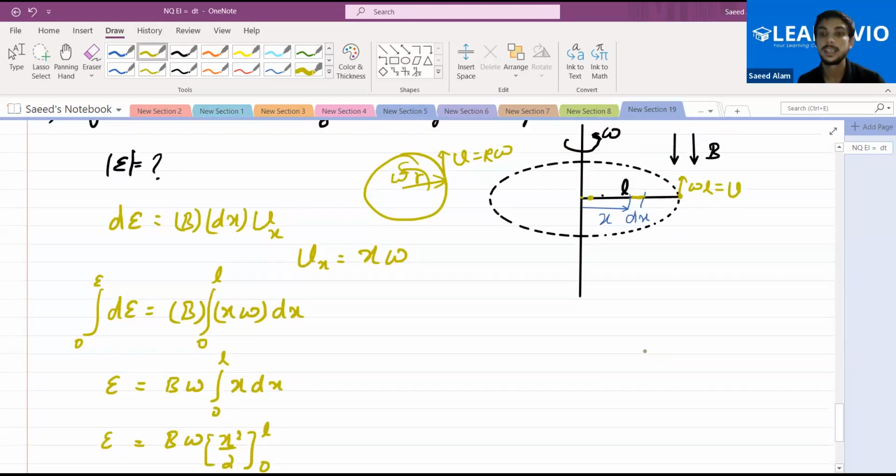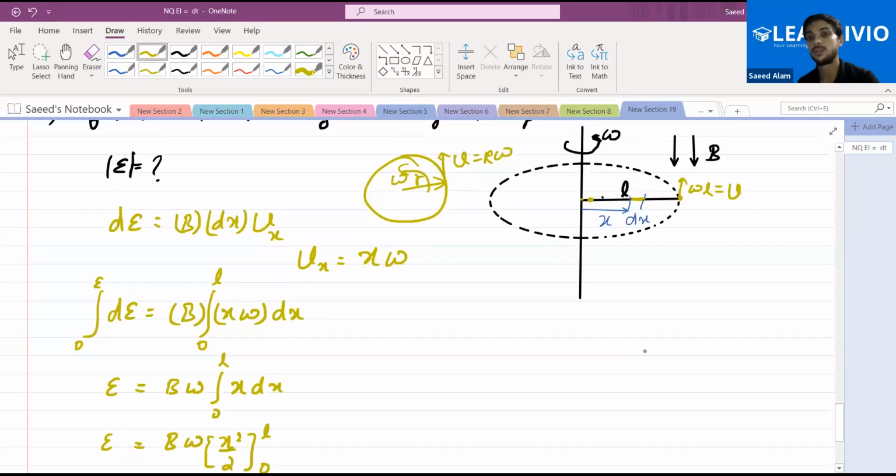Now tell me one more thing: what will be the direction of this EMF in the rod? How should I replace it with the equivalent battery? Positive charges will accumulate towards the center or away from the center?